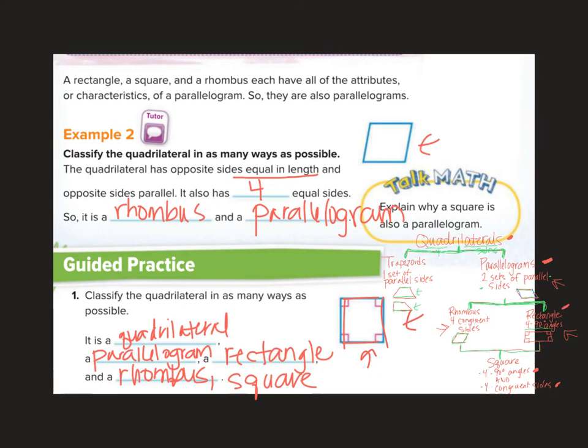Does it have 4 90-degree angles? Yep, so it's a rectangle. Does it have 4 congruent sides? Yes, so it's a rhombus. Does it have 4 90-degree angles and 4 congruent sides? Yes, so it is a square.